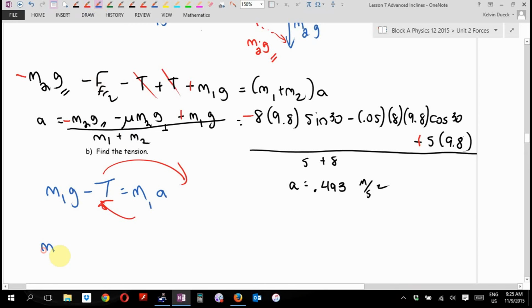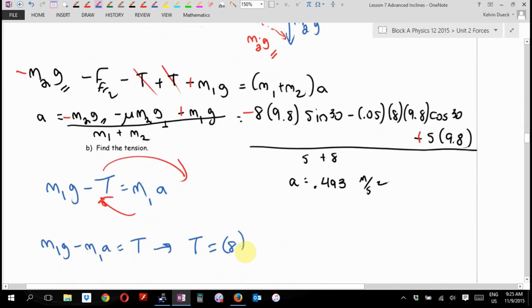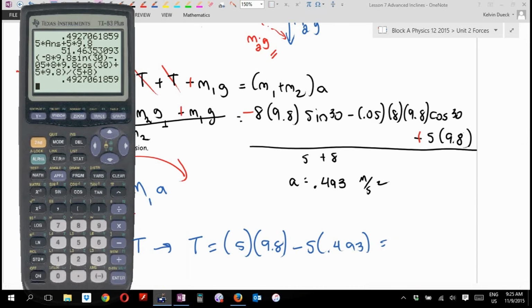Recover, Mr. Dewick. M1G minus M1A equals tension. Tension equals 8? No, 5, right? 5. Get my masses right. 5 times 9.8 minus 5 times 0.493. 5 times 9.8, take away 5 times answer button. How about 46.5?